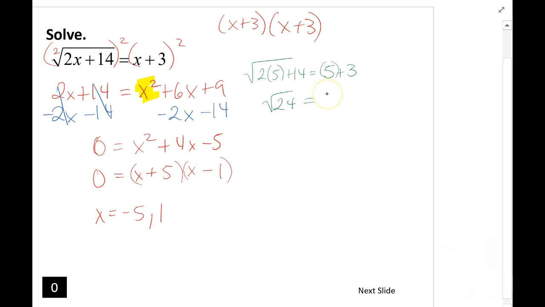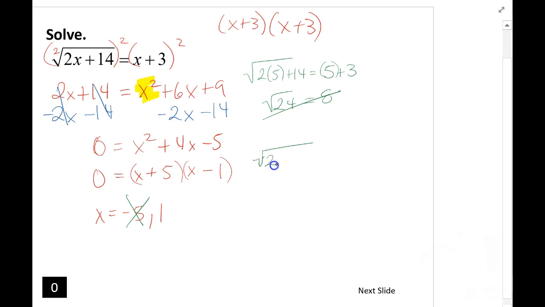So now square root of 4 equals negative 2. And I'm pretty sure the square root of 4 does not equal negative 2. Okay, so that one does not work. So that means negative 5 does not work. So let's now check 1.